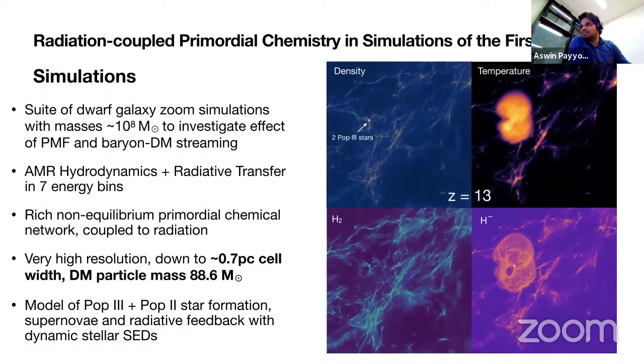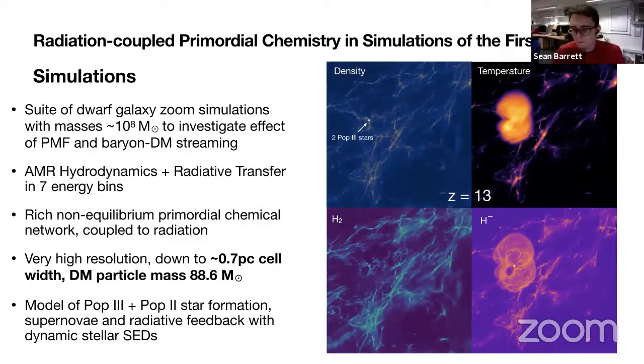So maybe I could ask a question. Since it's a dwarf galaxy simulation, do you account for radiation that comes from outside your field? Not in this one. It's something I could do in other simulations, but this is an isolated object. This one in particular.